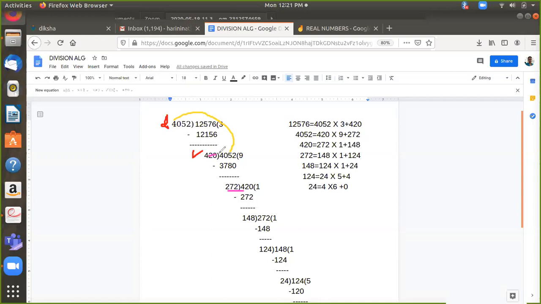This 420 will come back here now as the new dividend. So 420 is the dividend. 272, which was the remainder here, I call it the remainder. This remainder has become the divisor now. Again, start with the division. You are applying the division lemma. So how many 272s are there in 420?